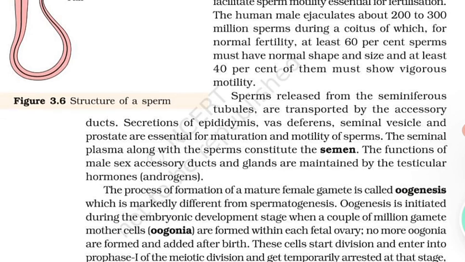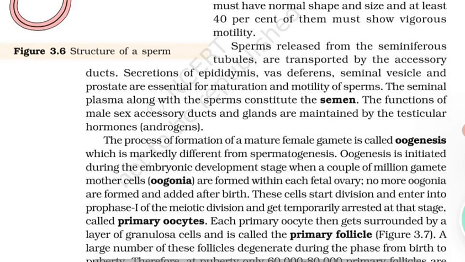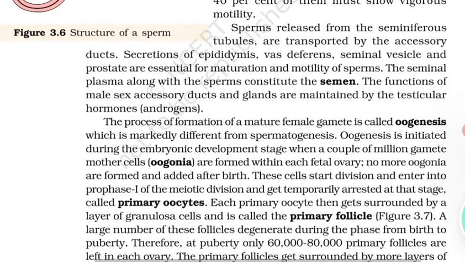A large number of these follicles degenerate during the phase from birth to puberty. Therefore, at puberty only 60,000 to 80,000 primary follicles are left in each ovary. The primary follicles get surrounded by more layers of granulosa cells and a new theca and are called secondary follicles.